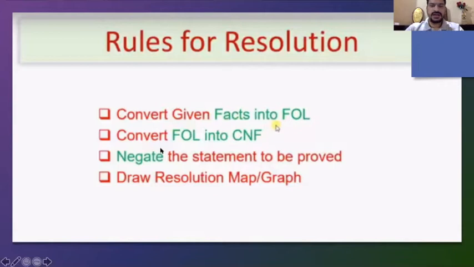After doing that, the next step is to negate the statement to be proved. Whenever we find the first order logic and convert it into conjunctive normal form, we negate it. All the statements we negate. After that, we draw the resolution graph to solve the problem or to prove the facts. So let's see the example that we saw in the morning classes.